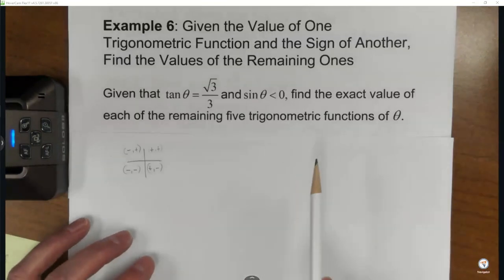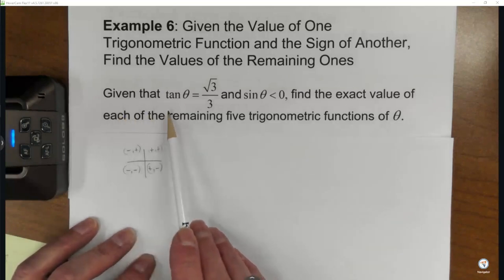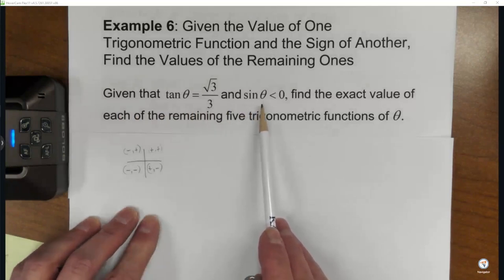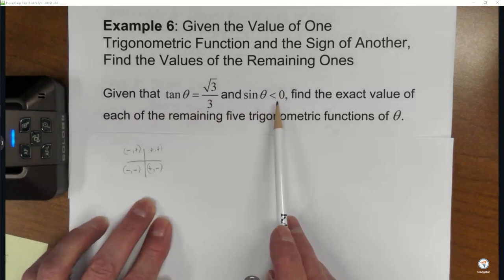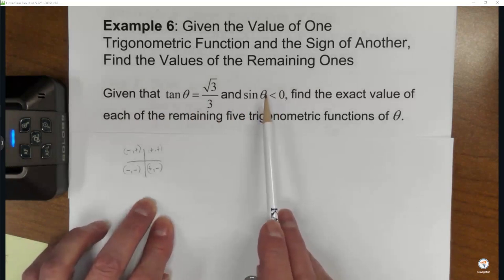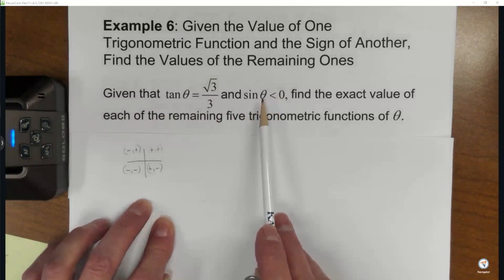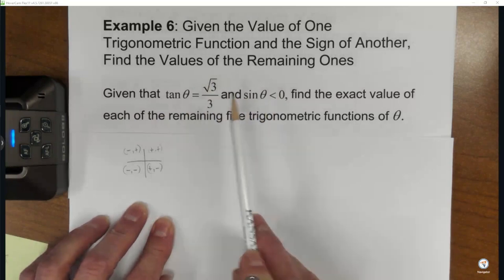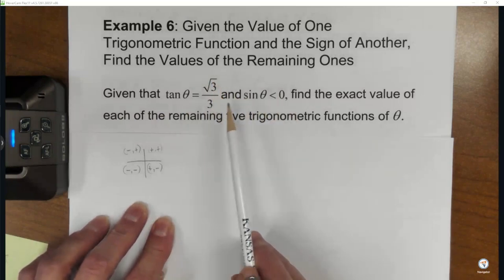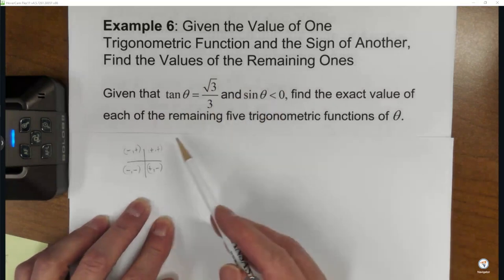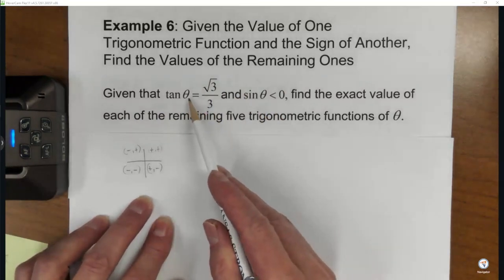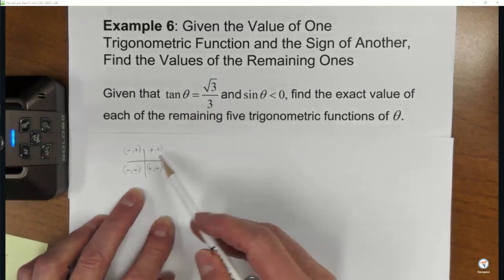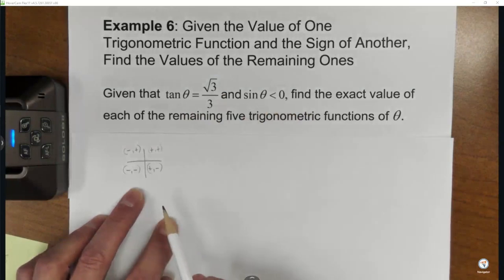Okay, let's look at a new situation here. We're going to have a tangent of theta that's equal to the square root of 3 over 3. But they're also going to tell us that the sine of theta is less than 0. And we derive the sine from the y coordinate. And if y is less than 0, and we build the tangent using the sine of theta divided by the cosine of theta, ultimately this tells us that the only way for the tangent to be square root of 3 over 3 and positive is if both the sine and the cosine are negative.